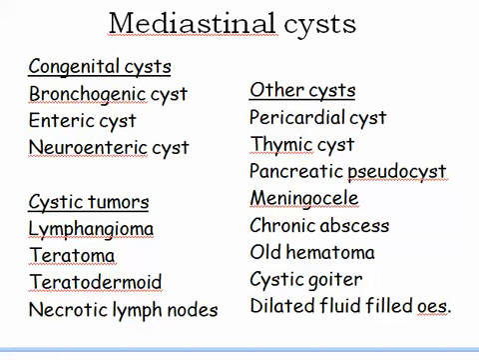Mediastinal cysts could be congenital cysts: bronchogenic, enteric, neuroenteric. Could be cystic tumors like lymphangioma, teratoma, teratodermoid, necrotic lymph nodes. Could be others like pericardial cyst, thymic cyst, pseudocyst of the pancreas extending into the chest, meningocele, chronic abscess, old hematoma, cystic goiter, and dilated fluid-filled esophagus.